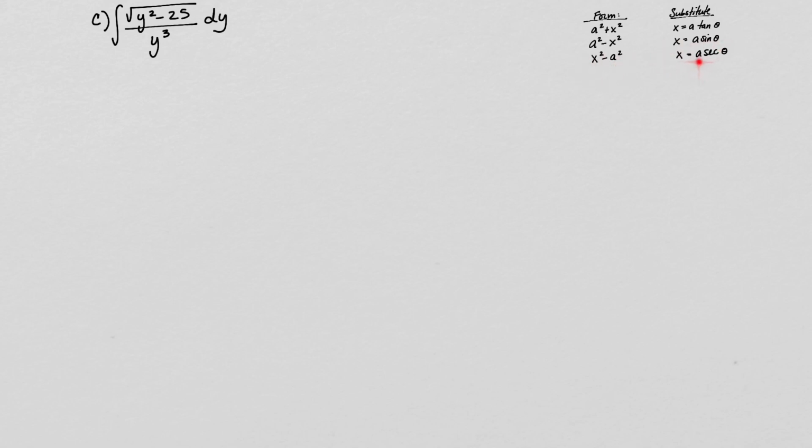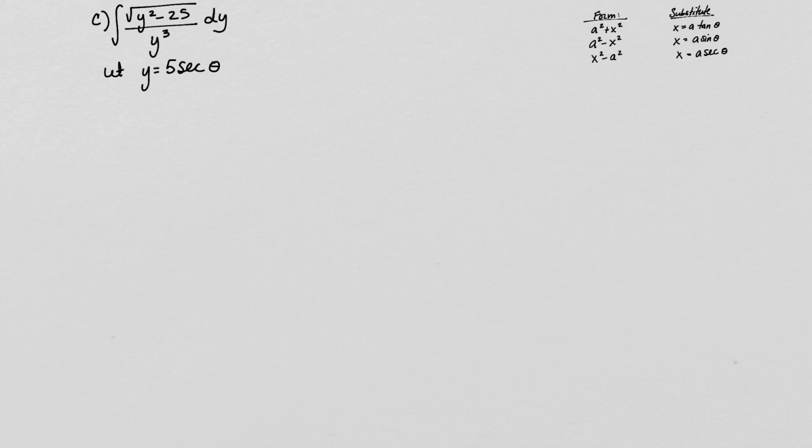So it's going to be a secant theta. In our case, that's going to be 5 secant theta. And in this case, instead of x, our problem didn't start with x's, so we're going to have a y. So let y be equal to 5 secant theta. And then we're just going to find all the pieces that we need.